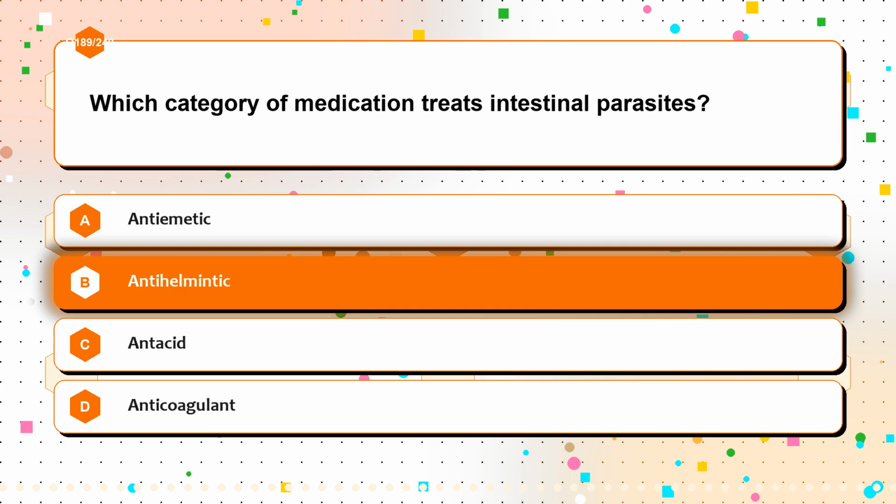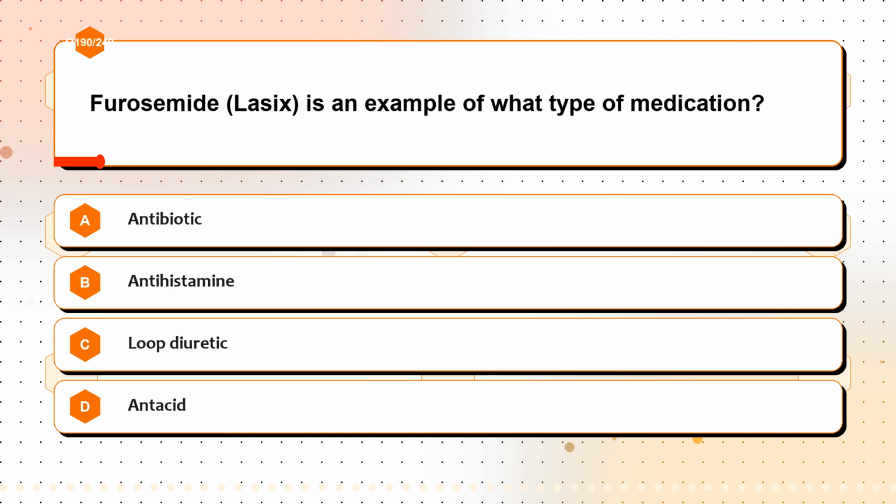The correct answer is option B, antihelmintic. Question 190. Furosemide Lasix is an example of what type of medication? Here are the options. Option A, antibiotic. Option B, antihistamine. Option C, loop diuretic. Option D, antacid.